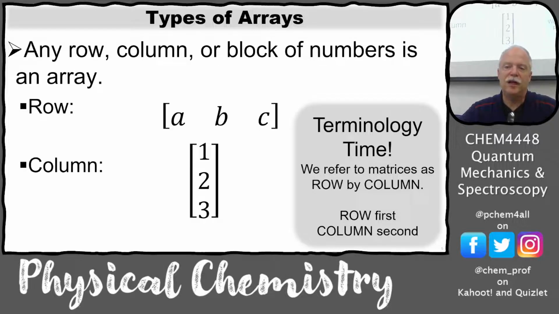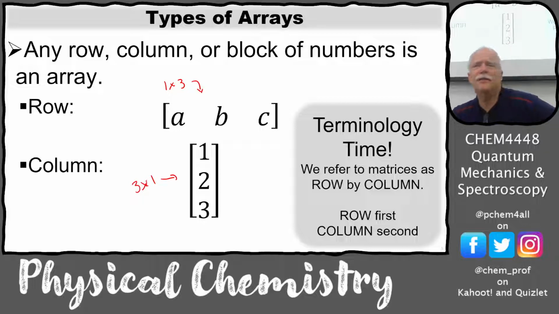And so we use matrices. These are just sort of one-dimensional matrices. You refer to them by row by column. So this is a 1 by 3. This one's a 1 by 3. And this is a 3 by 1. So it's row first, column second. I always have to look that up, so I never can remember it. So keep these notes.